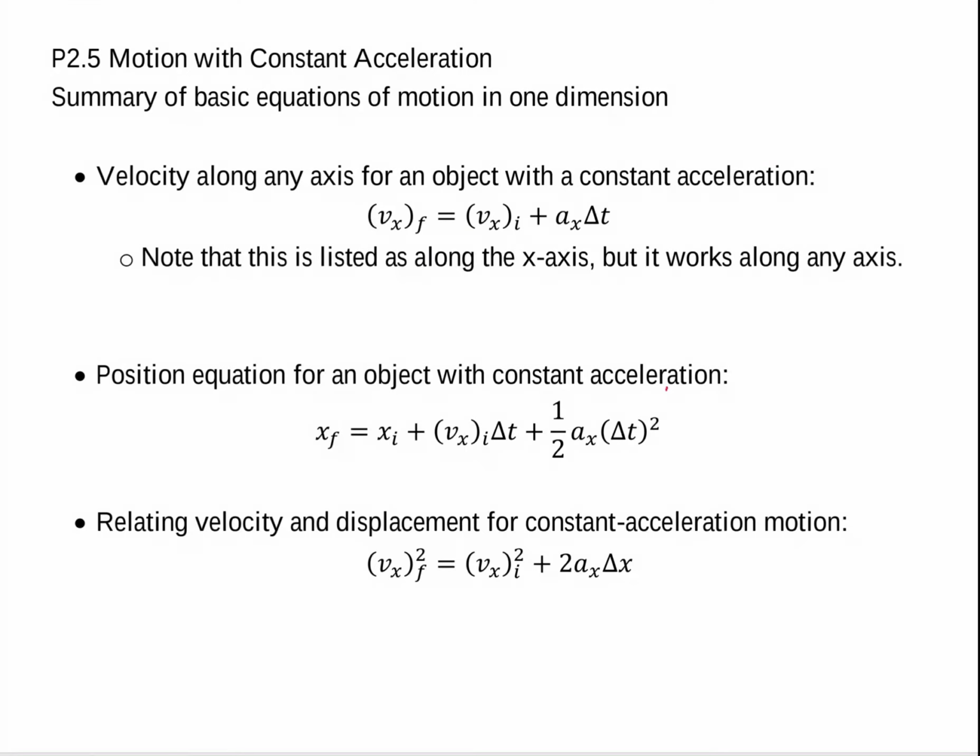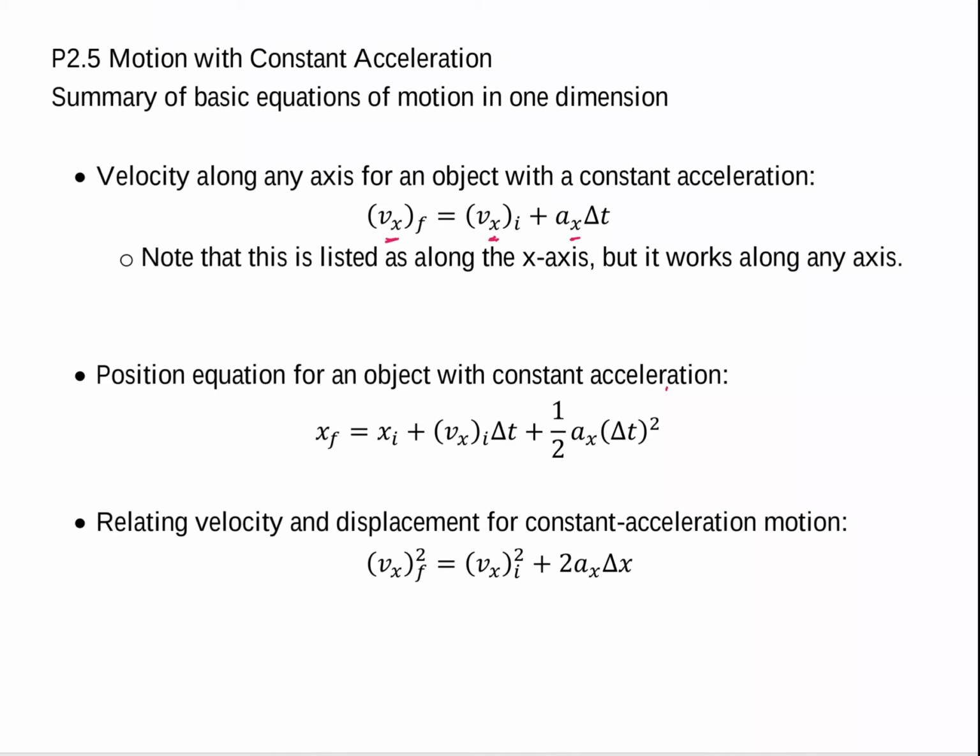So velocity along any axis, so the x-axis, y-axis, whatever, for an object with a constant acceleration is given here. We have velocity along the x direction, final, equals velocity in the x direction initial plus the acceleration times delta t. So this is the acceleration in the x direction. Notice everything is in the x direction here. This is going to work along the y-axis as well. So if I'm going in the y direction, then all of these x subscripts would just change to y subscripts, okay? This is important for us when we're moving in two dimensions.